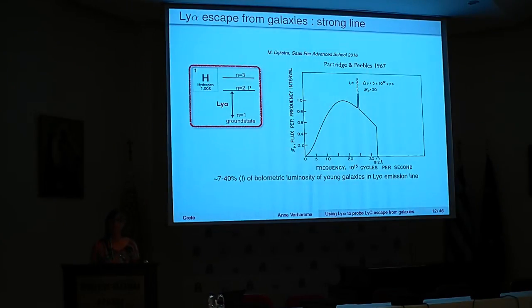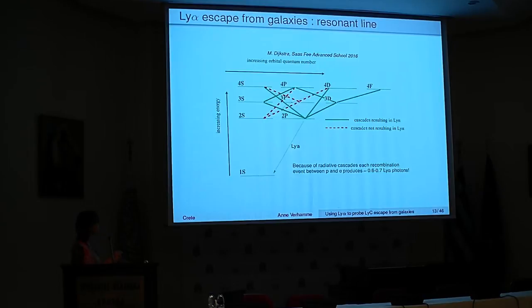So first of all, Lyman alpha is a very strong line. Galaxies are actually good machines at converting their ionizing radiation into all the recombination lines of hydrogen, Lyman alpha being the strongest. So for young galaxies, up to 40% of the bolometric luminosity of galaxies can be converted into Lyman alpha. This is a resonant line, which means that after cascading back down the recombination cascade, Lyman alpha photons are stuck in the resonance here. And there's a lot of hydrogen in galaxies, so Lyman alpha photons will diffuse a huge number of times before escaping.